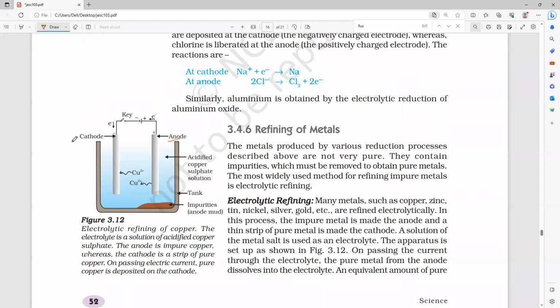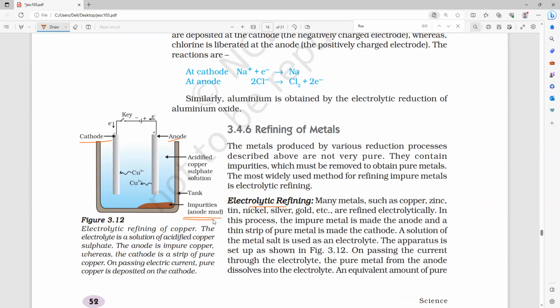Next one. This is what I said just now. So anode and cathode. The extraction, refining of pure metal, like purifying the impure metal to pure metal. In class 10th we have only this technique, electrolytic refining. So in refining of metals, the impurities which are obtained below the anode are called anode mud. Understanding? Everybody?